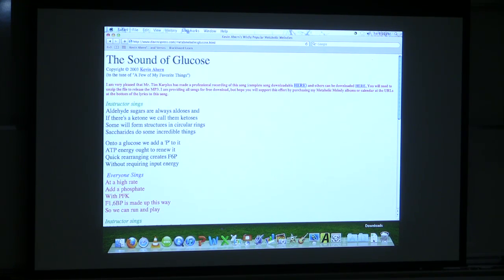Aldehyde sugars are always aldoses, and if there's a ketone, we call them ketoses. Some will form structures in circular rings. Saccharides do some incredible things. Onto a glucose, we add a P to it. ATP energy ought to renew it. Quick rearranging creates F6P without requiring input energy. At a high rate, add a phosphate. PFK. F16BP is made up this way so we can run and play.